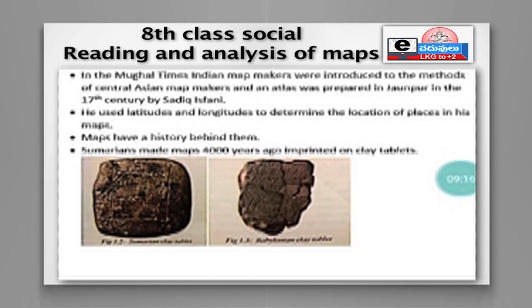So, in the Mughal times, Indian map makers were introduced to the methods. They used the methods introduced by the Central Asian map makers, and an atlas was prepared in Jaunpur in the 17th century by Sadiq Isfahani. This Sadiq Isfahani was the person who made the map using latitudes and longitudes to determine the location of places in his maps.